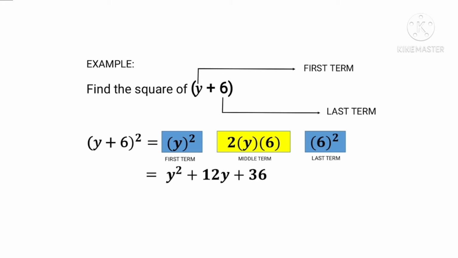Kung mapansin nyo po, lahat yan positive. Therefore, yung mga operations natin dito ay positive. So, bakit naman naging 36? Kasi 6 raised to 2 or dalawang 6 ang imamultiply nyo, we have 6 times 6.